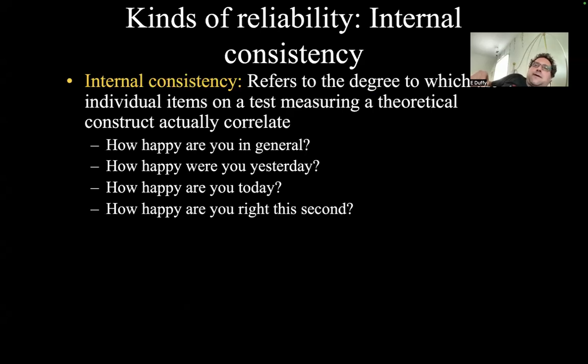Now, what about reliability? Reliability, again, is the extent to which, if you measure things multiple times, you get the same result. Internal consistency refers to the degree to which individual items on a test measure a theoretical construct and whether they correlate. So, if I ask you how happy you are in general, you should expect that it would correlate strongly with how happy you were yesterday, how happy you are today, and how happy you are right this second. So if a measure is internally consistent, it's going to give you the same sort of answer, measuring it over multiple submeasures of a construct. So you want your measures to be consistent in this way.